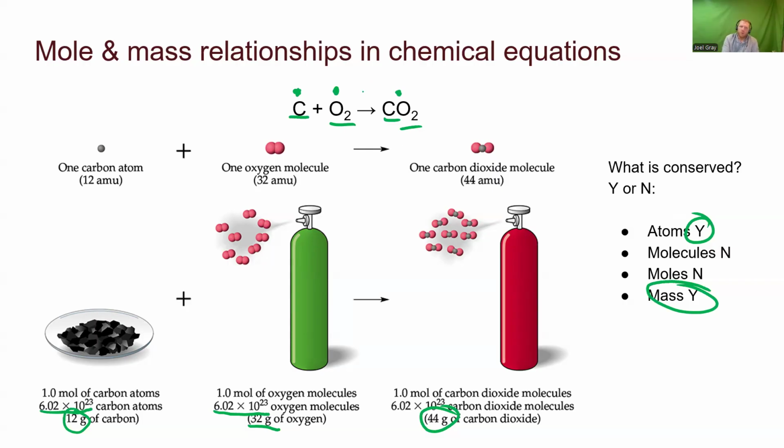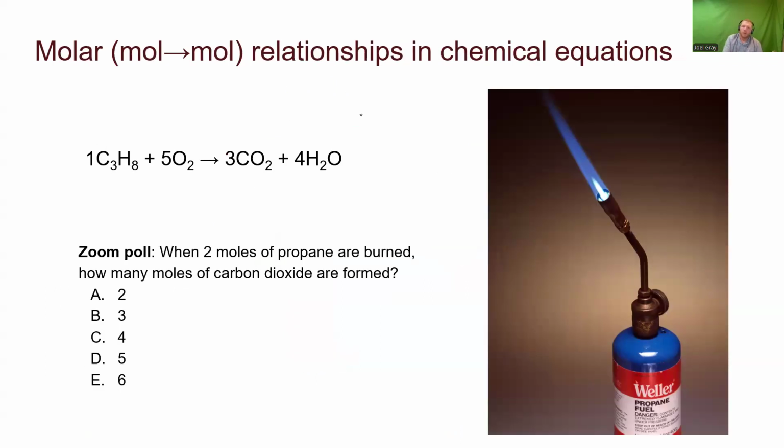What about the number of moles? Well, on the reactant side, we had 1 mole of this react with 1 mole of this, and we made 1 mole of this. If our number of moles were conserved, we would have 2 moles as reactants make 2 moles as products, but we do not do that.